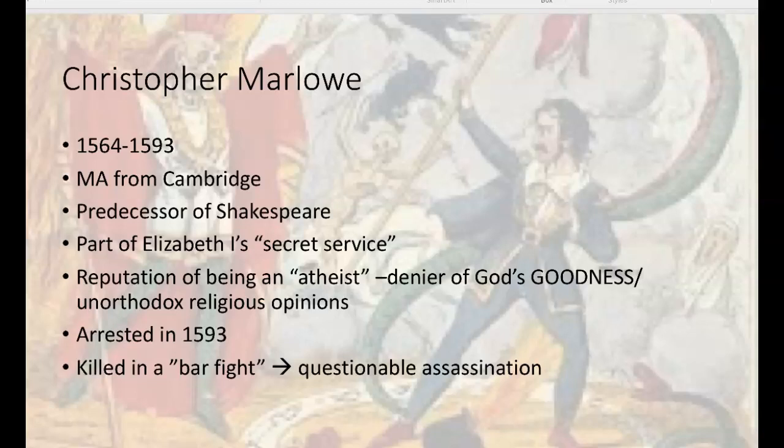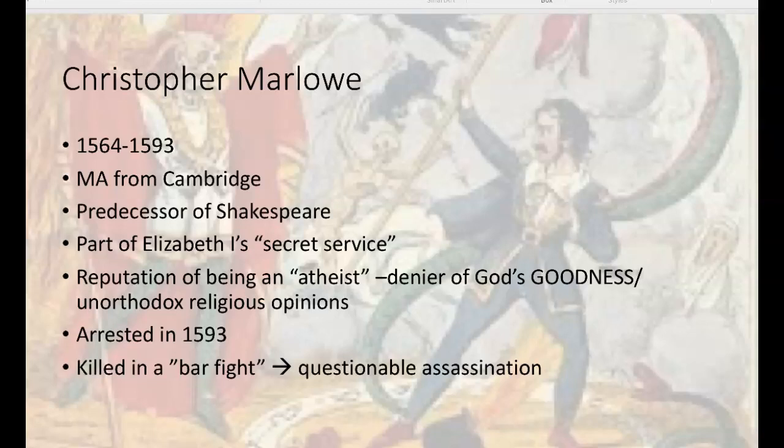And he also had a reputation for being an atheist, and that does not necessarily mean what we think of an atheist as today. In the Renaissance or in Elizabethan England, an atheist could have simply been someone who denies God's goodness, or someone with unorthodox religious opinions, which, of course, looking at his play, Dr. Faustus, I think there's certainly some of Faustus and his religious views that mirror Marlowe's own.